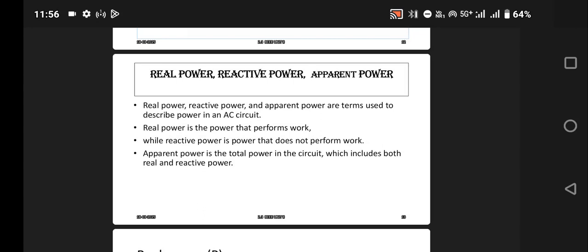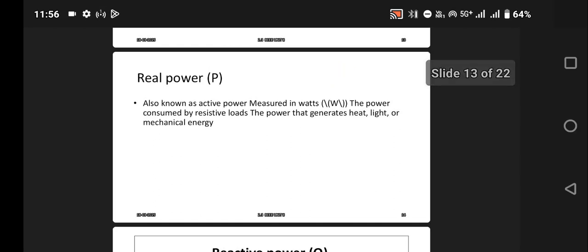Then what is reactive power? This is the power that does not perform any useful work. And apparent power is the total power in the circuit which includes both the real power and the reactive power. Normally, the real power is also called active power. Real power is measured in watts. The power consumed by resistive loads, the power that generates heat, light or mechanical energy is considered real power.